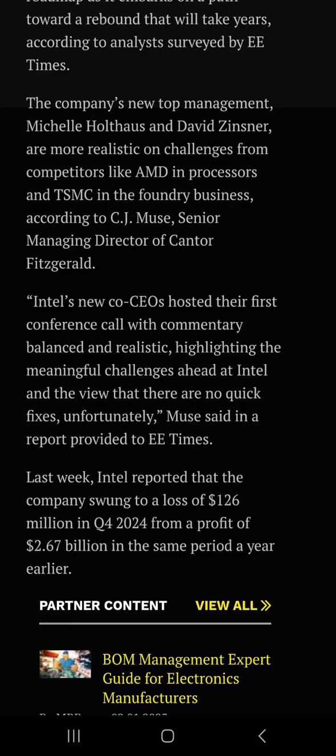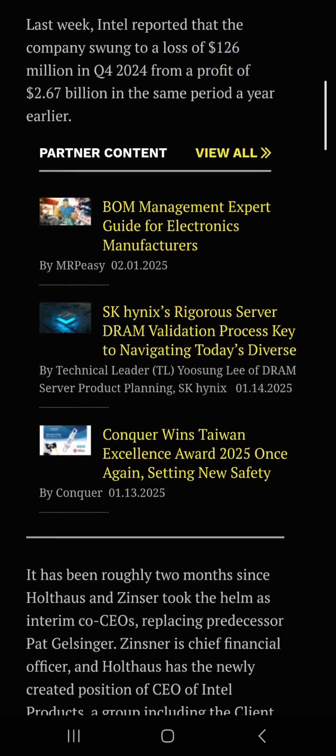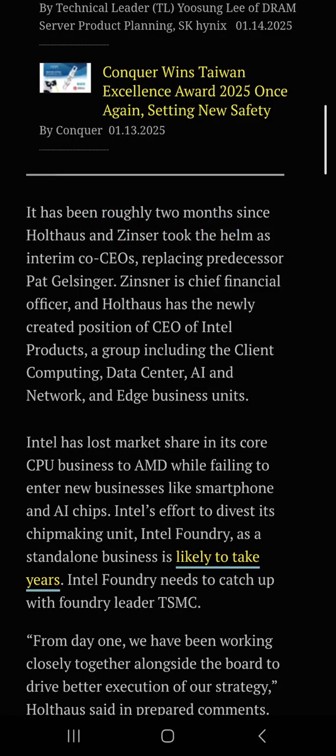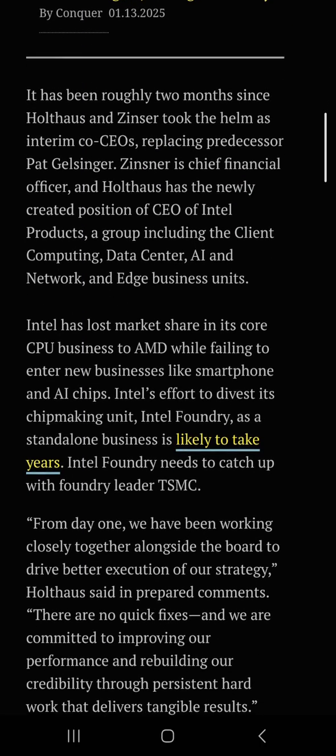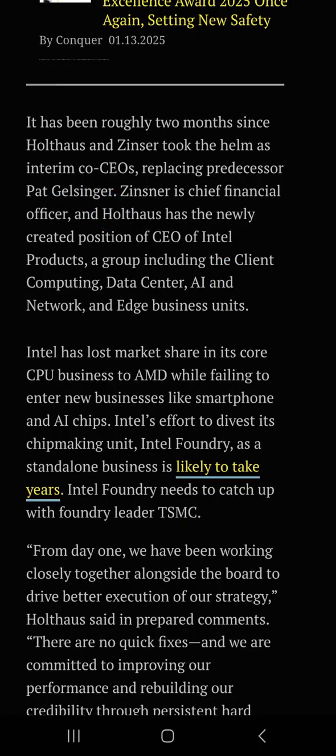Last week, Intel reported that the company swung to a loss of $126 million in Q4 2024 from a profit of $2.67 billion in the same period a year earlier. It's been roughly two months since Holthaus and Zinsner took the helm as interim co-CEOs, replacing predecessor Pat Gelsinger. Zinsner is the Chief Financial Officer, and Holthaus has a newly created position of CEO of Intel Products, a group including client computing, data center, AI, and network and edge business units.